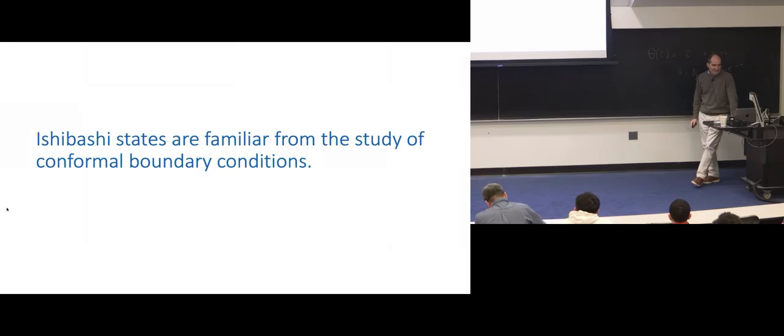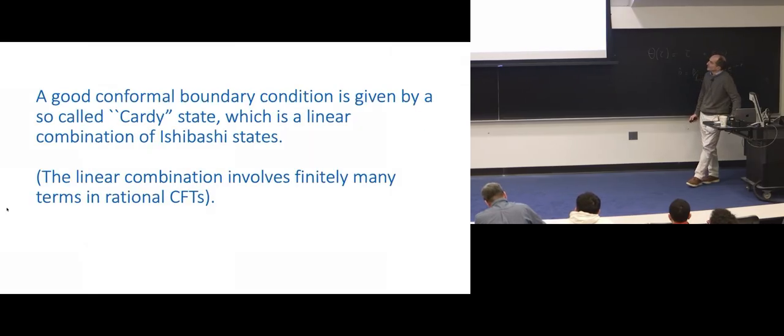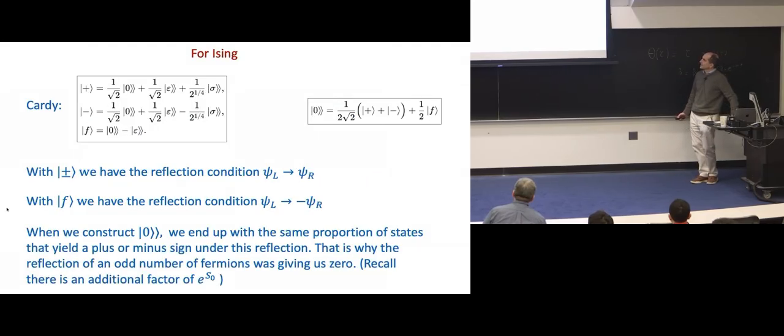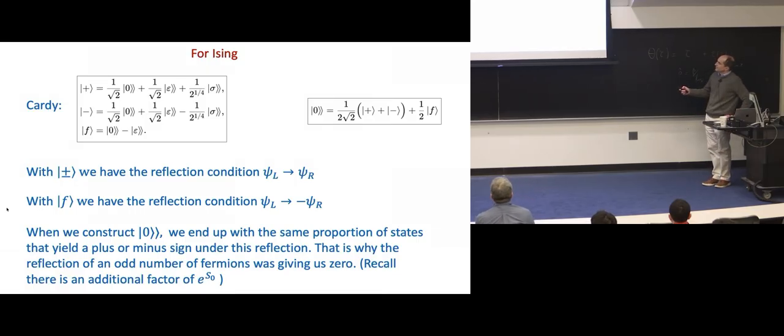Now, these Ishibashi states are familiar from the study of conformal boundary conditions. And a good conformal boundary condition is given by a combination of those Ishibashi states, which is called a Cardy state. And those are the ones that correspond to real local reflecting boundary conditions. And this linear combination involves finitely many terms in cases of rational conformal field theories. So for example, in the special case of the Ising model, there are 3 possible Cardy states that correspond to the spins fixed plus, minus, or free. And they're this combination of the so-called Ishibashi states.